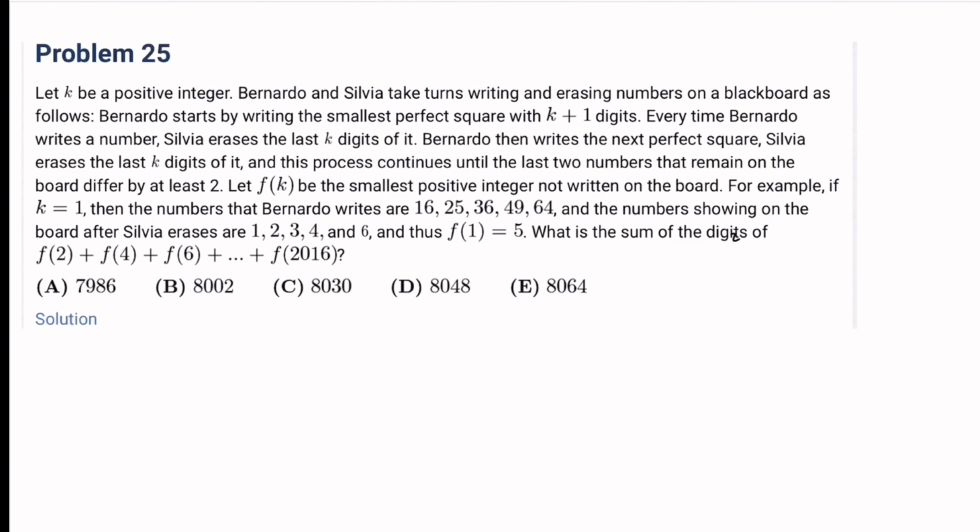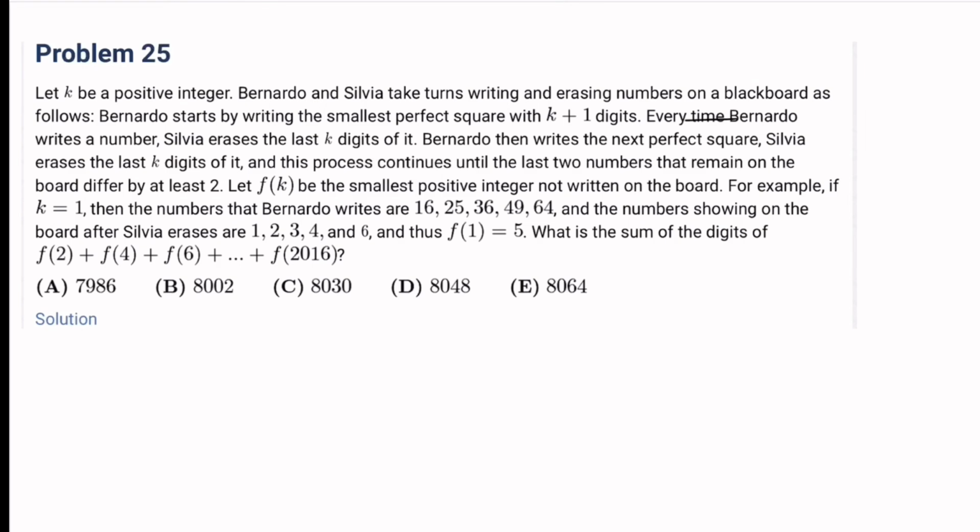Let fk be the smallest positive integer not written on the board. For example, if k is 1, then the numbers that Bernardo writes are like this, and so on. The numbers showing on the board after Sylvia erases are 1, 2, 3, 4, and 6, and thus f1 equals 5. What's the sum of the digits of f2 plus f4 all the way to f2016?